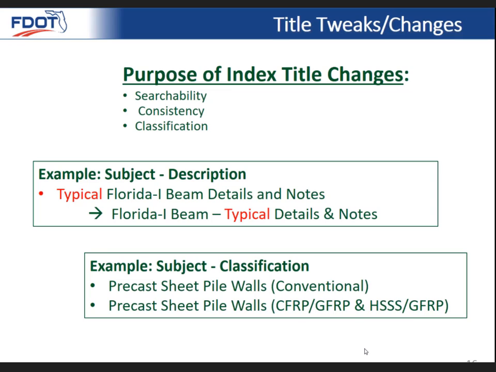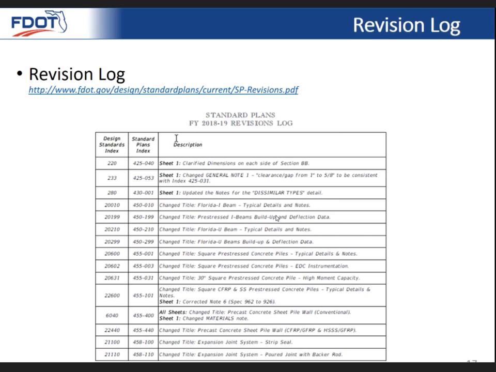So just something to be aware of. And then similar sort of situation with the precast sheet piles and some others, where we've got the same lead name and then the selective material type is appended to the end. So just more changes. Revision logs are always there to see what changed under each individual index.